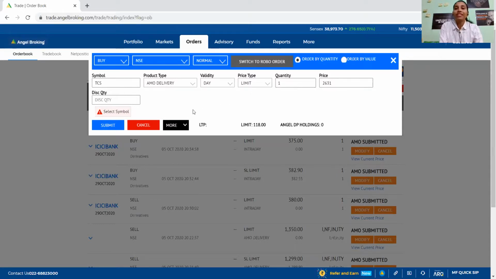Okay, fine. Just let me check. If you place it during the offline market, it must be showing something. Maybe if I delete all these stocks, then it will come up. But if you place it like this, it will enter like this.